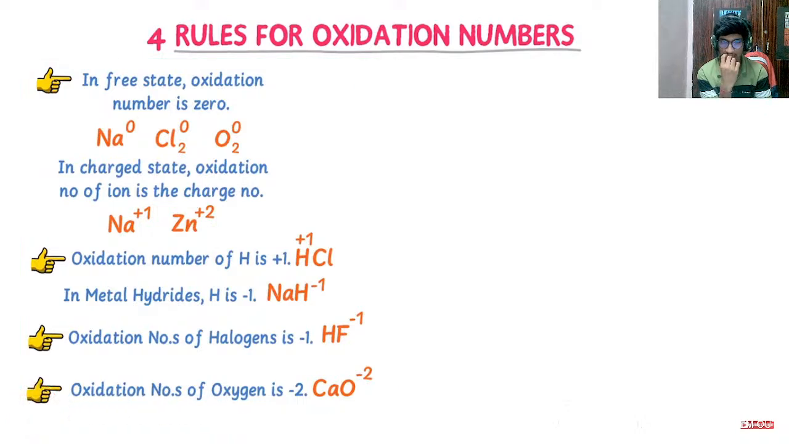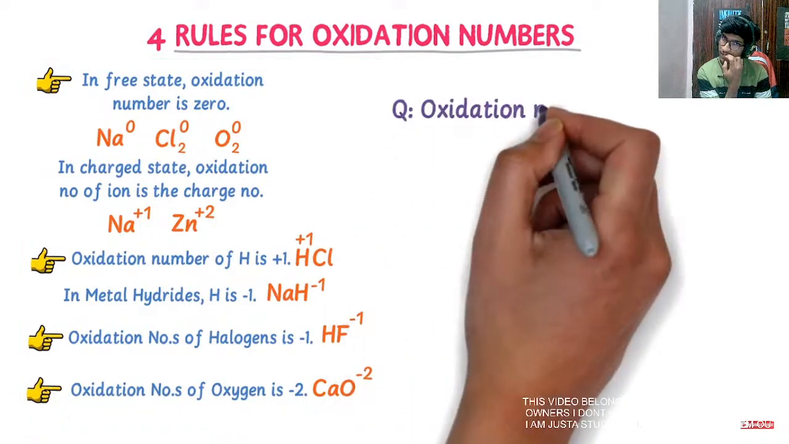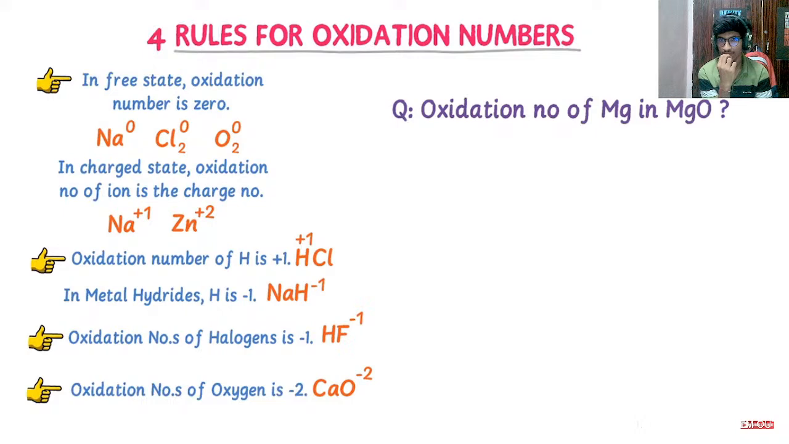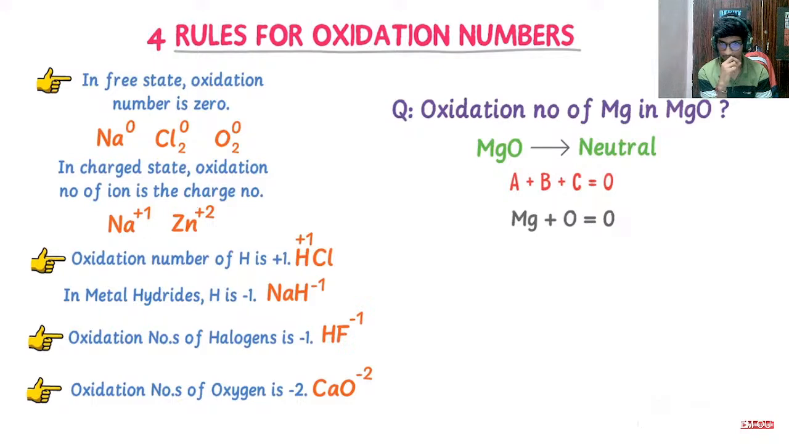Let me start from simple and easy examples. Find the oxidation number of magnesium in magnesium oxide. Well, magnesium oxide is a neutral ionic compound. The overall charge on it is 0. So the sum of all oxidation numbers must be equal to 0. I write Mg plus O is equal to 0, because there is 1 atom of magnesium and 1 atom of oxygen in magnesium oxide.